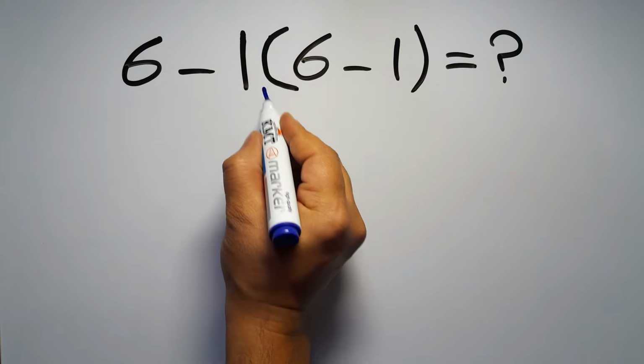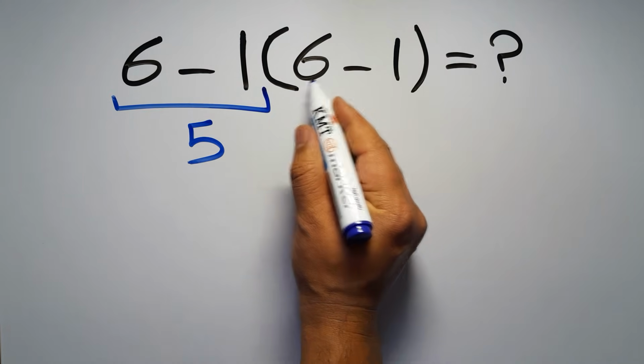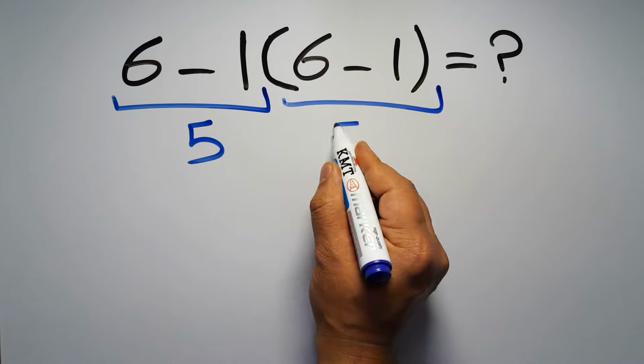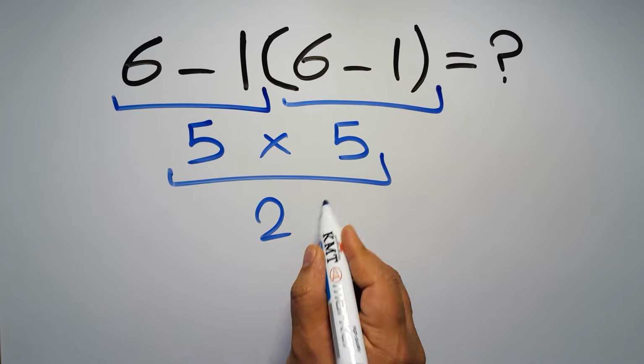6 minus 1 gives us 5. And again here inside this parenthesis we have 6 minus 1. So 5 times 5, which equals 25.